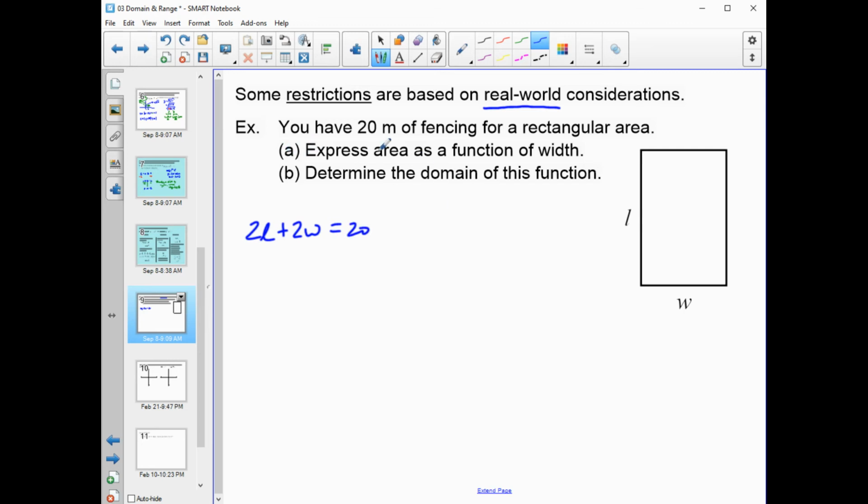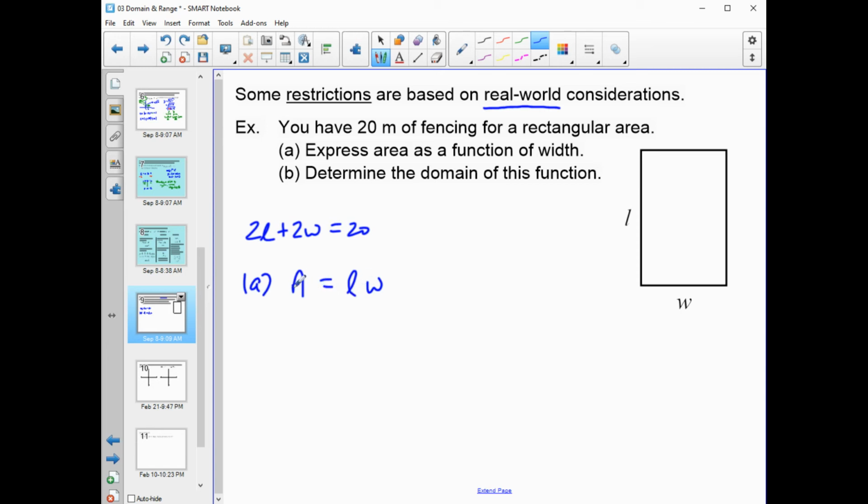Part A wants the area as a function of width. Now we can't start with that. So let's just start with the area the way you would have written it in grade 9 or even earlier. The area is length times width. That's the definition of area for a rectangle.